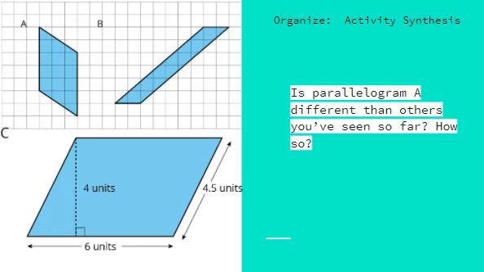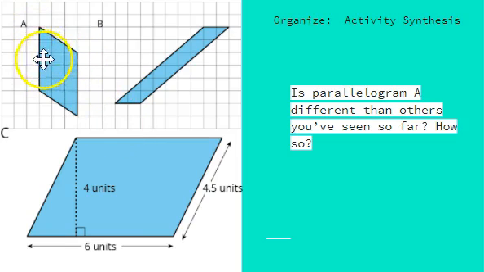Okay, well, is A different than the other ones that we've done so far? Yeah, instead of just regular parallel lines going horizontal on our graph paper on the screen, we've got it going up and down. We've got it vertical. And if we look at B, we've got a very skewed parallelogram as well.